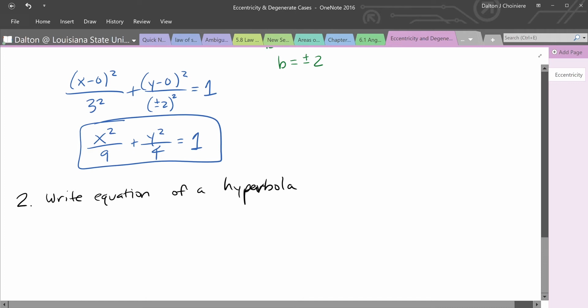Write the equation of a hyperbola with C being at -7, -4, F being at -7, -21, and E being 17 over 8. So I'm giving you lots of information here.